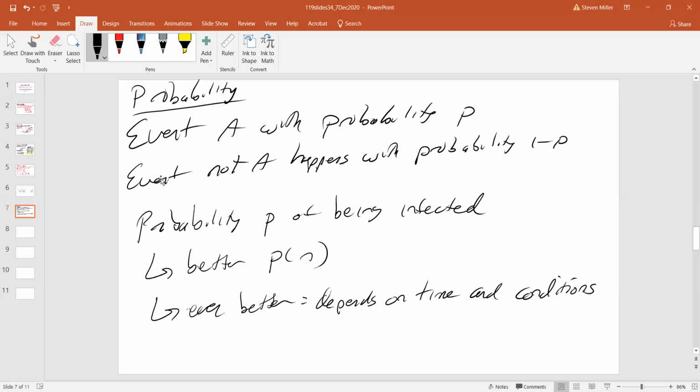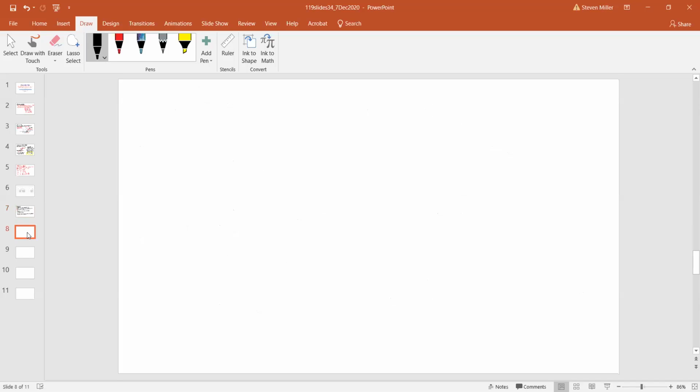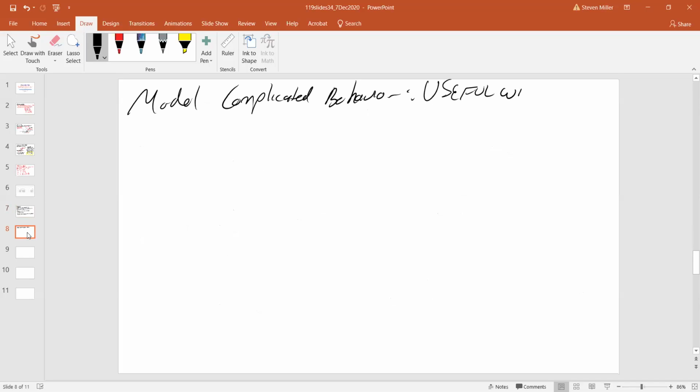So over here, what's going on with the Weibulls is we're trying to find a way to model complicated behavior. In some sense, it's not so hard to model, but we want to model in a useful way. That's the key difference. It's one thing to have a model. It's another thing to have a model that you can do something about.